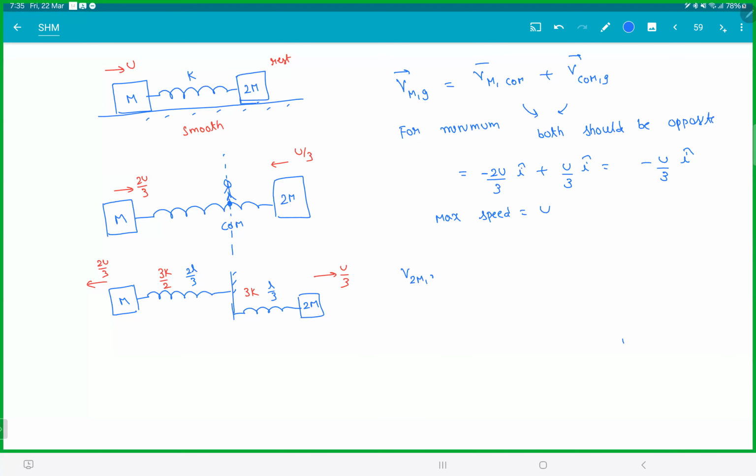Same logic you can use for 2m also. Velocity of 2m with respect to center of mass plus velocity of center of mass with respect to ground. Now center of mass velocity will never change. So this guy will be u by 3 i cap plus u by 3 i cap, 2u by 3 i cap. This is your max speed. So 2m cannot go faster than 2u by 3. Minimum speed is 0 initially when it is at rest. Clear how to get the speeds? That's your maximum and the minimum speed.